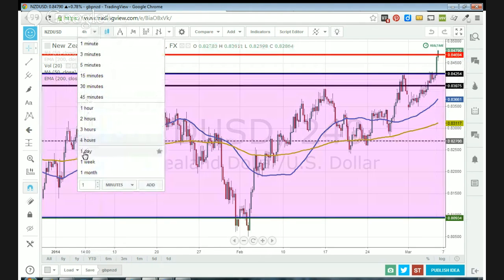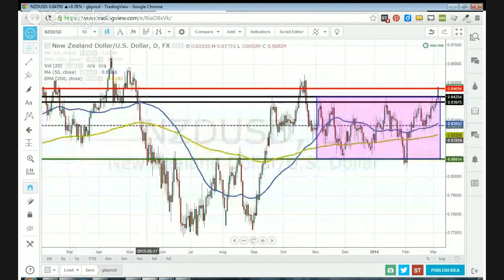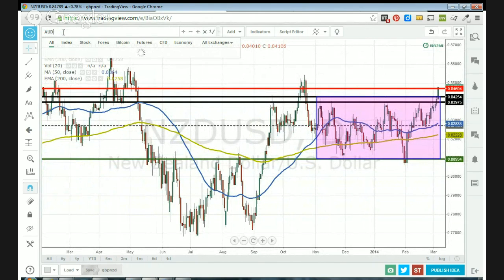Okay, so now let's go to the daily view. You can see it hit my stop. The red line is where the stop is at, and it just broke right through that. So that's unfortunate, nothing I can do about that. Now I've got some other concerns where my stop hasn't been hit yet.